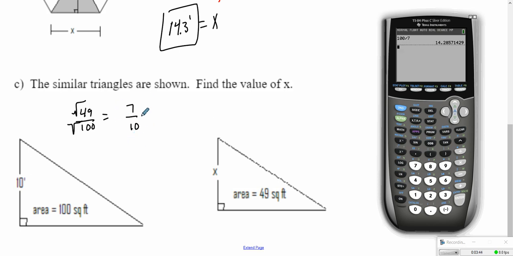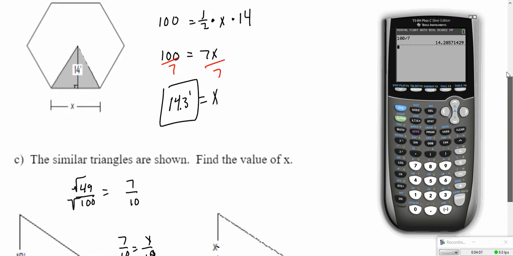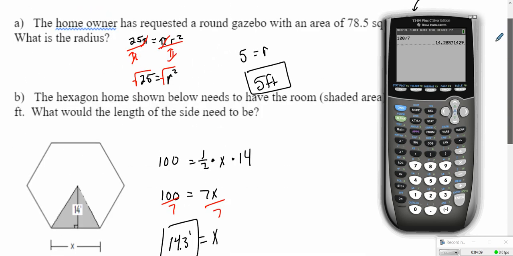So now I can use a length ratio to solve for this missing part. So I can go 7 to 10 equals x to 10. Well, that's easy. So if I cross multiply, 7 times 10 divided by 10 is 7. So x equals 7 feet. All right, and that is all of this question. We got 7 feet for this, we got 14.3 feet for this one, and 5 feet for A.